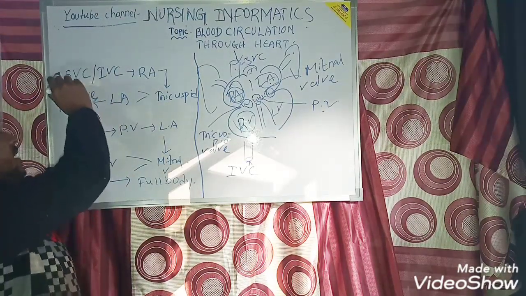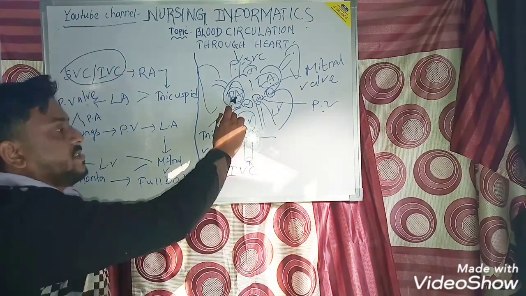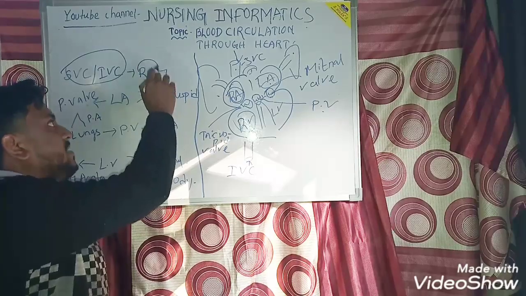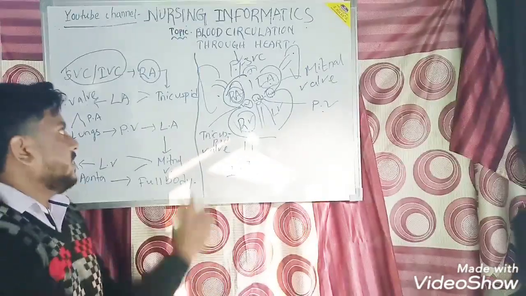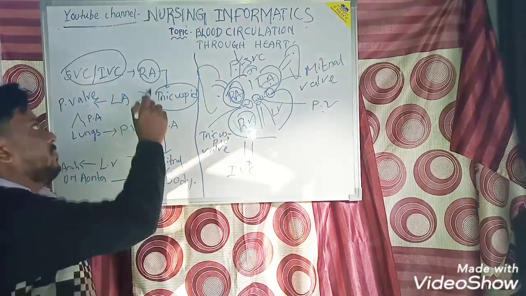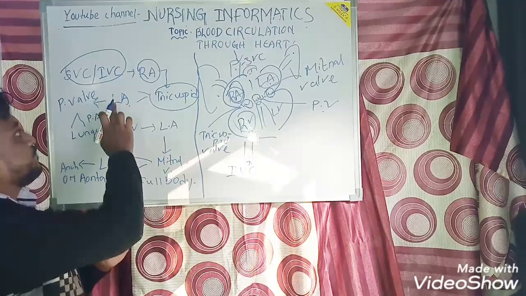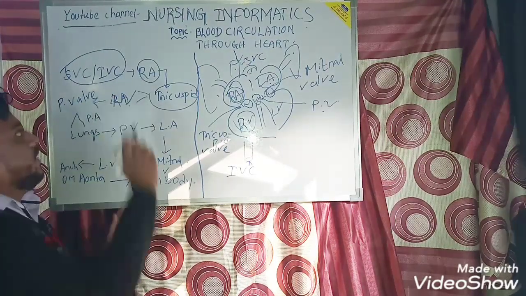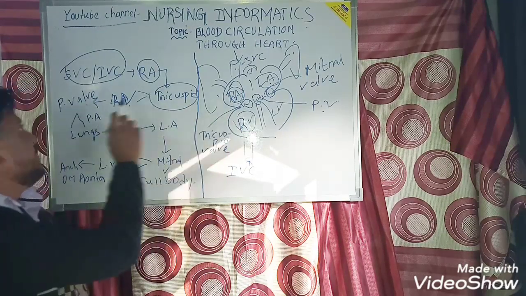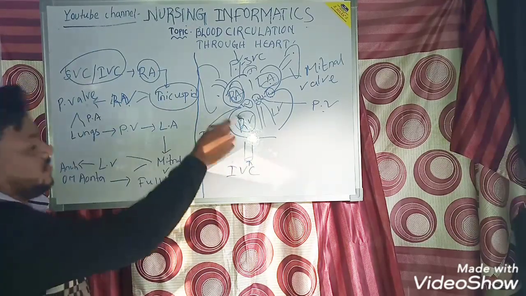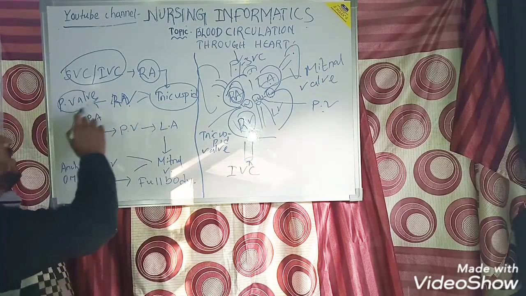See, blood will enter through the superior vena cava and inferior vena cava into the right atrium. From the right atrium, when the right atrium contracts, blood comes through the tricuspid valve into the right ventricle. Then, when the right ventricle contracts, the pulmonary valve opens.